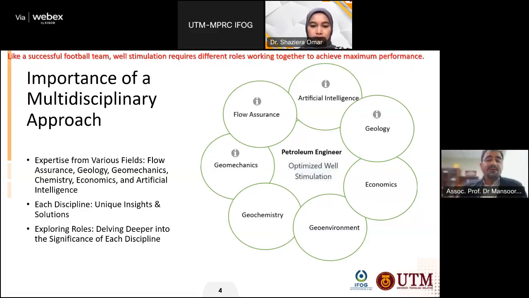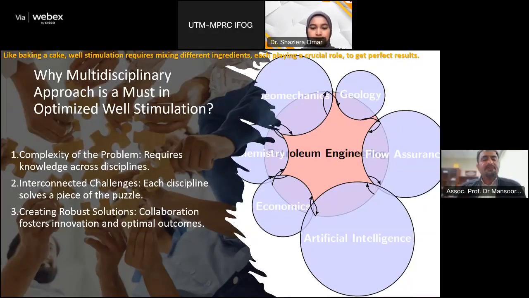When these distinct components collaborate, they propel the system towards the best possible well stimulation and the highest potential of the reservoir. In the coming slides, we will explore the unique role each of these disciplines plays, their interplay, and their collective contribution to the goal of well stimulation optimization. Okay, why is a multidisciplinary approach a must in optimized well stimulation? The oil and gas industry, specifically the process of well stimulation, is a complex beast, no doubt.